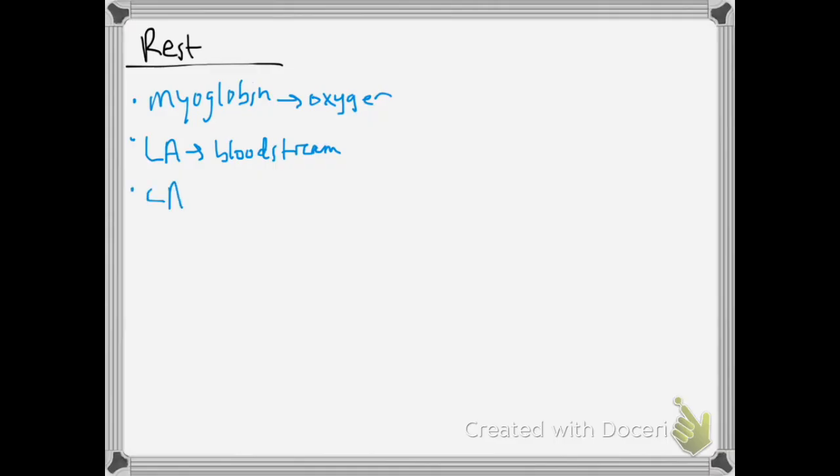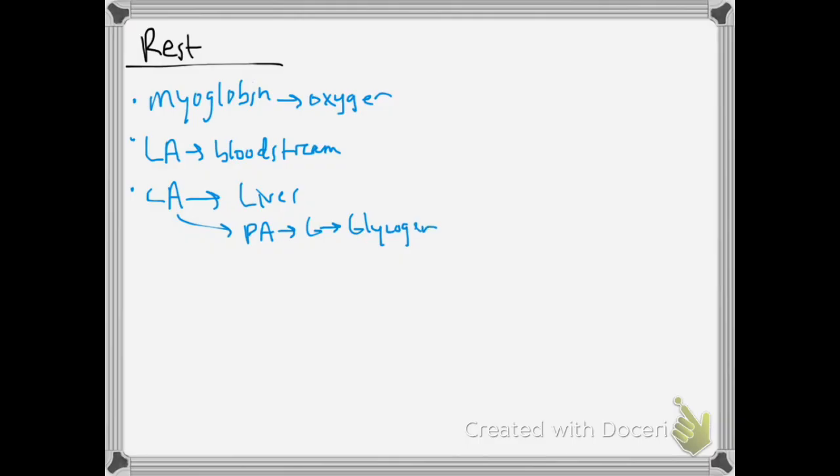The lactic acid, before, if you guys remember, I said it can go to the heart as a blood source. It can also go to the liver, and once it goes to the liver, it's converted back into pyruvic acid and then can be converted back into glucose, which can be converted into glycogen, which is our storage sugar.